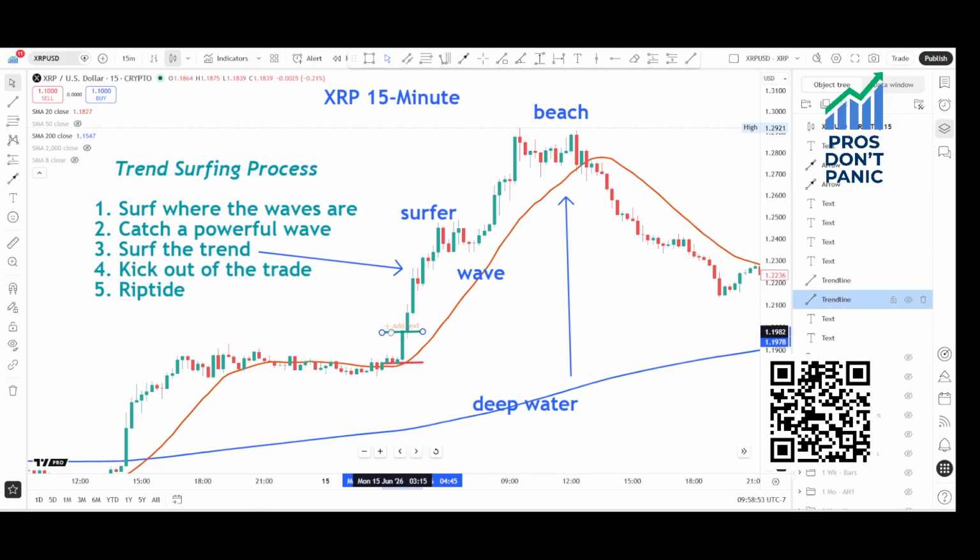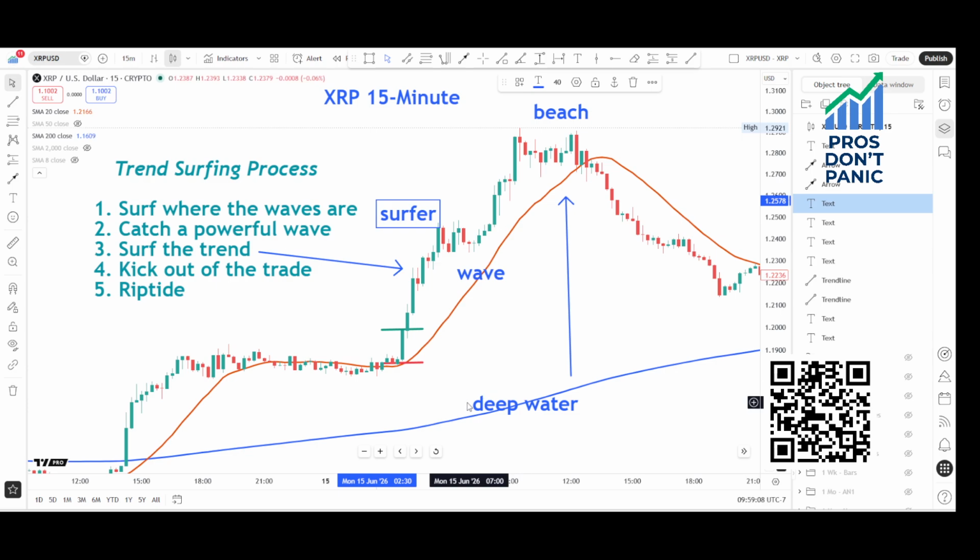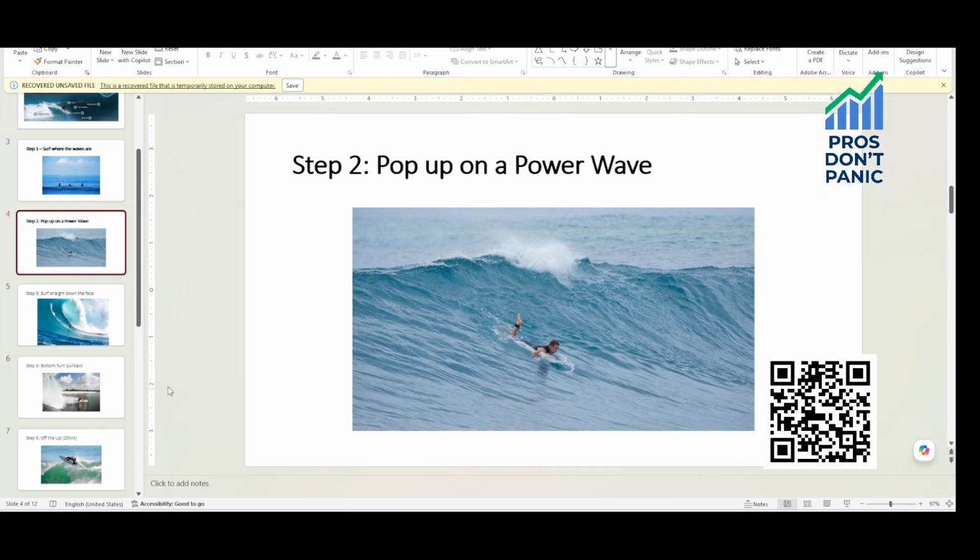All right, so we are already in the market in step 2. We caught a powerful wave. Step 3, surf the trend. How do we surf the trend? Well, there's really 2 faces of this wave that we're going to surf. So the surfer is surfing down this wave in 2 different faces. Let's just take a look at this analogy and see what I'm talking about.